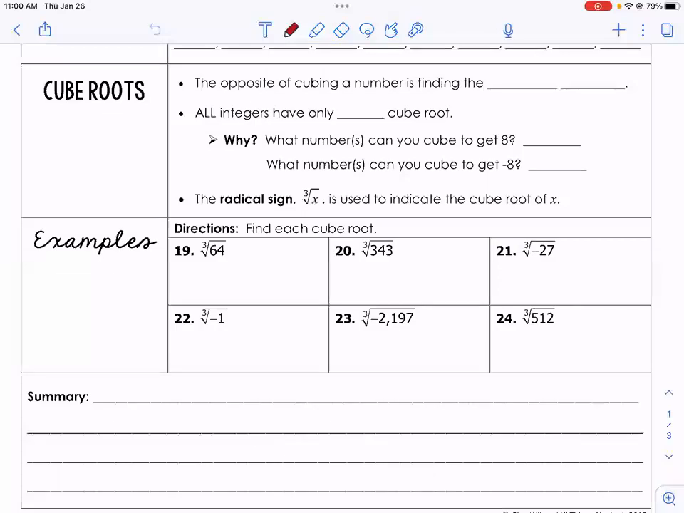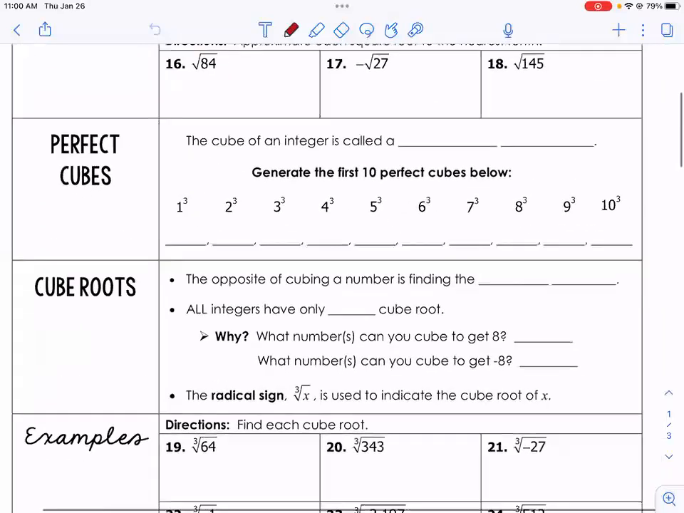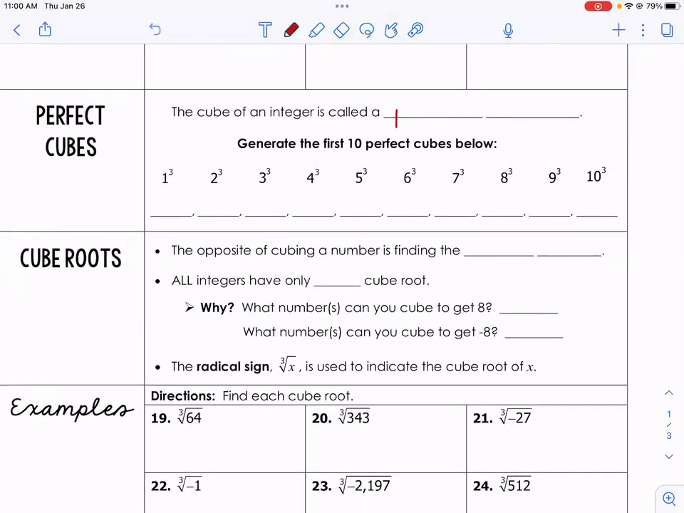We are going to talk about cube numbers and cube roots. Okay, so the cube of an integer is what we call a perfect cube.